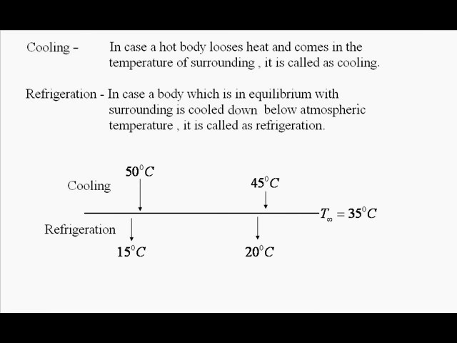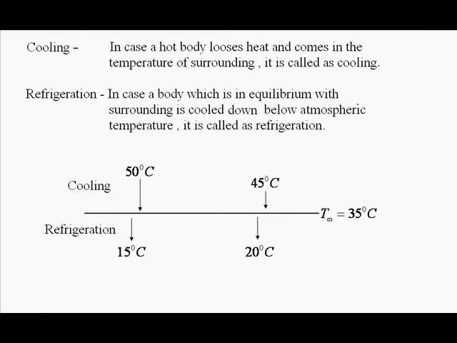For example, suppose there is a body at 50 degree centigrade and surrounding temperature is 35 degree centigrade. Then in case the body is left in atmosphere, it will lose heat and ultimately become in thermal equilibrium with the surrounding, and its temperature will also become 35 degree centigrade. So cooling is losing of heat by a body or by a system above atmospheric temperature.